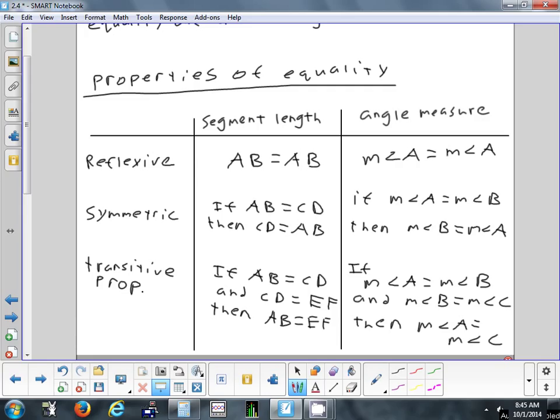And we can also use the other properties of equality with segments as well. You can use the addition property of equality with segments if you add the same segment to both sides of an equation, or segment measure. Okay, and we'll try that in a little bit. Any questions on these three properties for segments and for angles? Okay, anybody still copying down? Yeah.